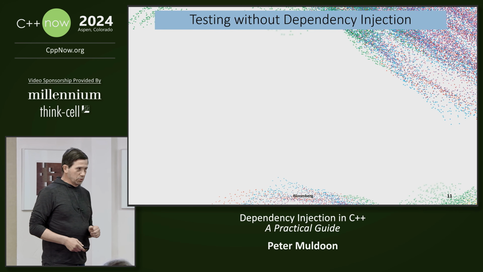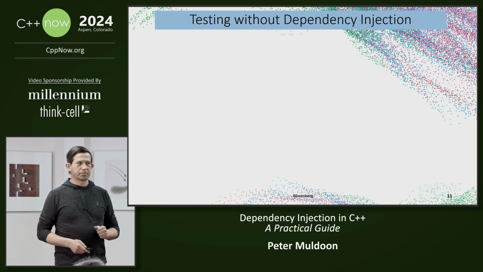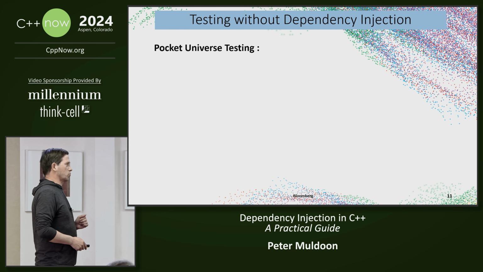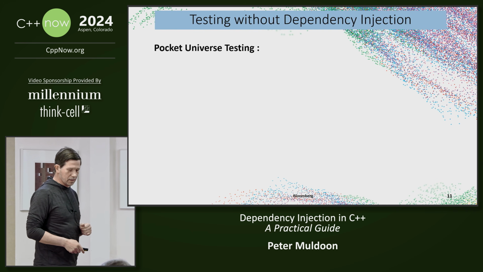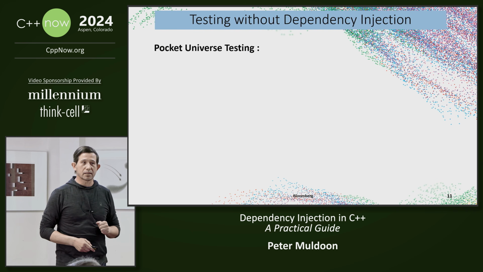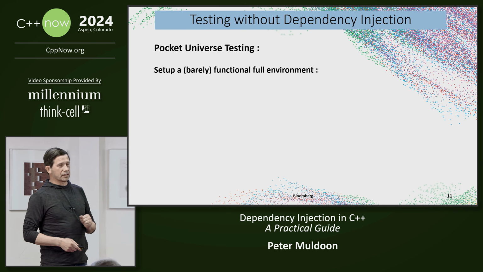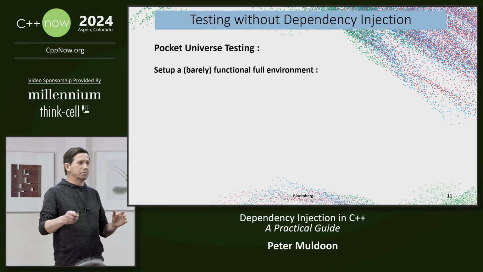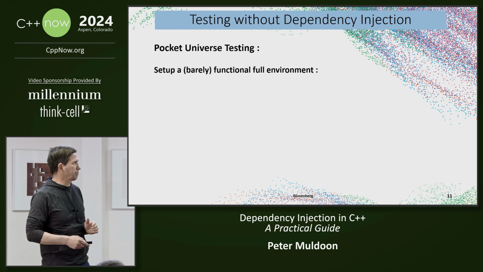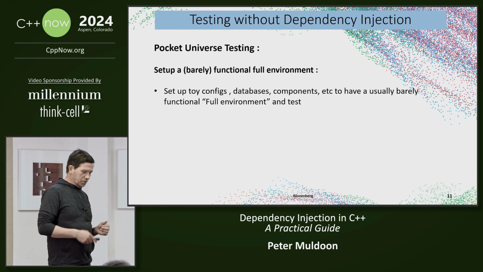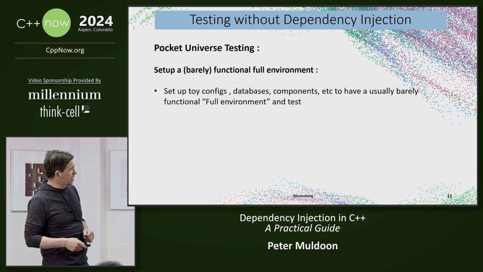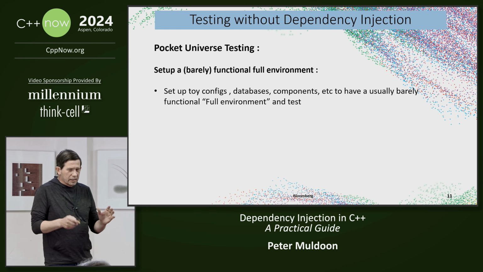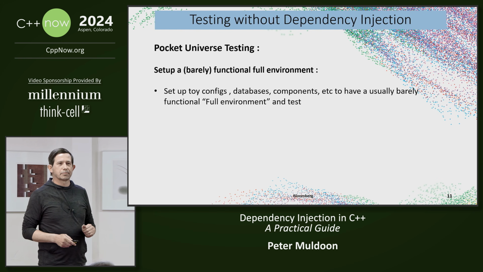So what happens when you test without dependency injection? Which is kind of what I found the state of the code base that I was working in. Well, we have what I call pocket universe testing. And what that means is I have to set up a fully functional environment that keeps all my components happy. That means I've got to set up some bare configurations, databases, maybe components, just enough so that I can do the test.